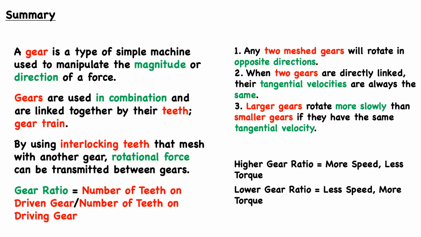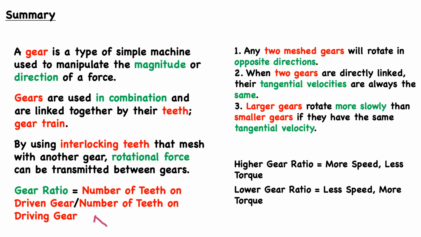So we covered a lot in this video, so let's summarize some of the most important points. First of all, a gear is a type of simple machine used to manipulate the magnitude or direction of a force. And gears are used in combination and are linked together by their teeth. And when you form a system of linked gears, this is called a gear train. And by using interlocking teeth that mesh with another gear, rotational force can be transmitted between gears.